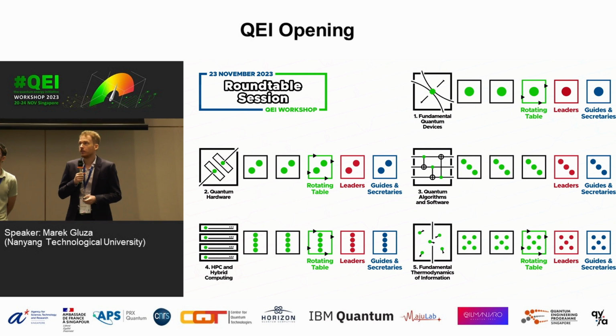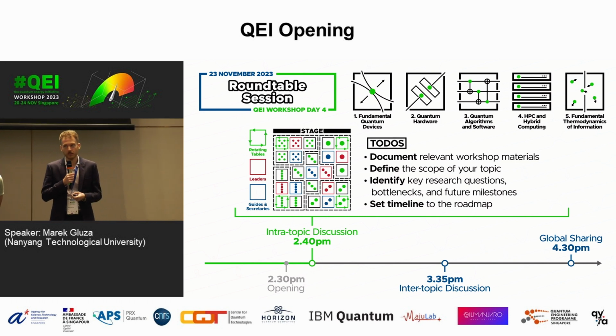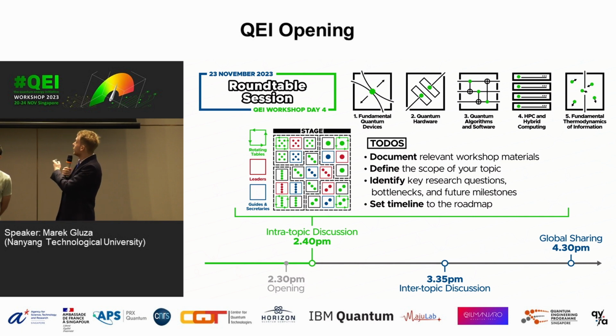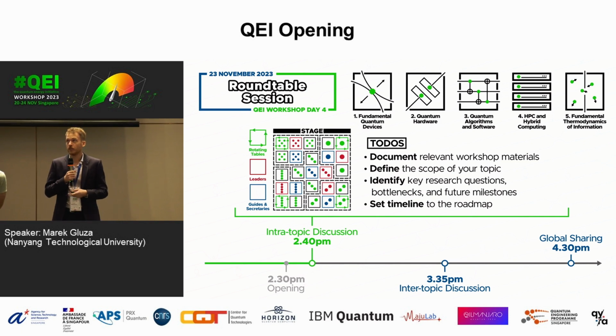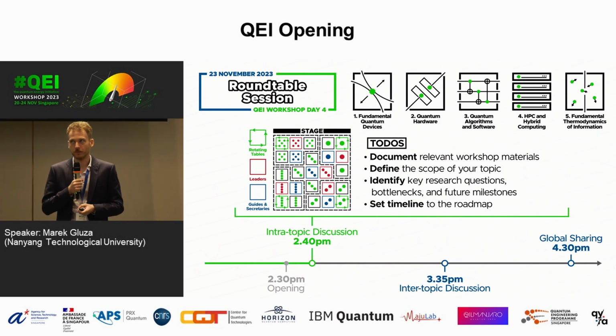Okay? So in the first phase of the roundtable session on Thursday, we will ask you to discuss among each other a specific topic of your expertise. As you see, Lynn, our fellow committee member, prepared logotypes for each of the 5 QEI themes. They will help you orient yourselves among the tables, and we will also be here to coordinate. The goal of the first phase is to prepare a roadmap for each QEI theme.